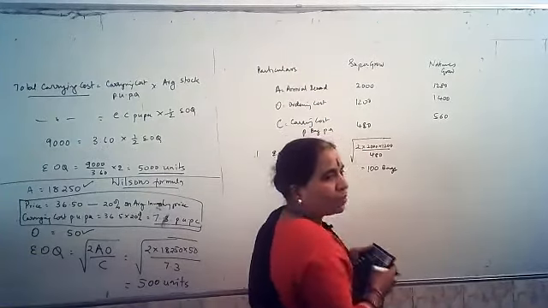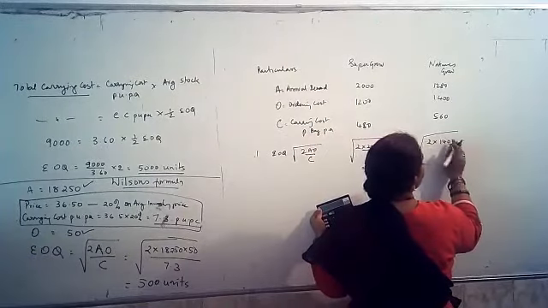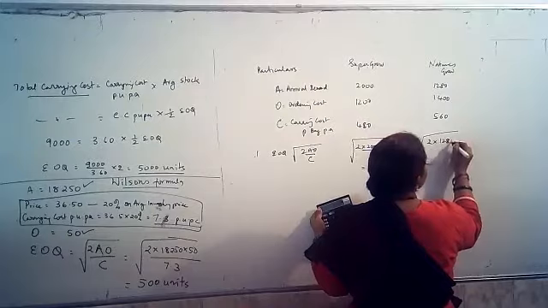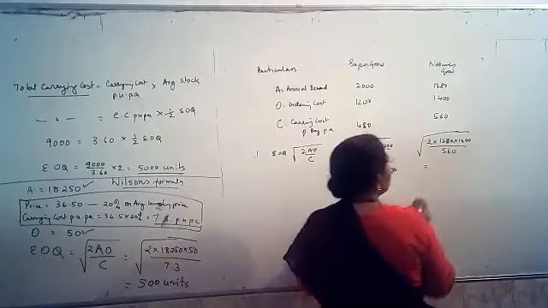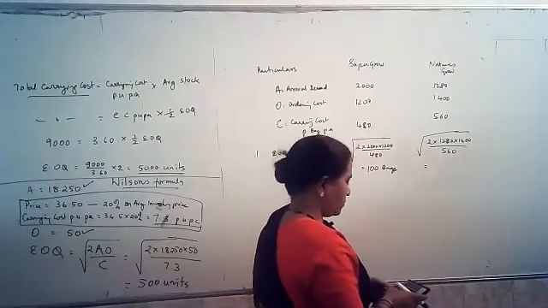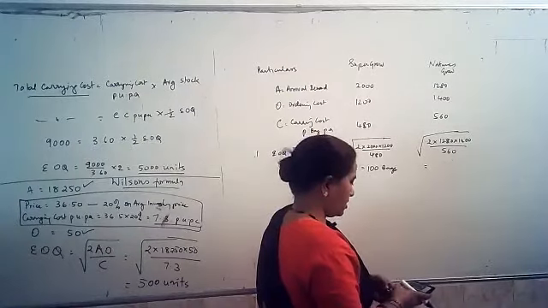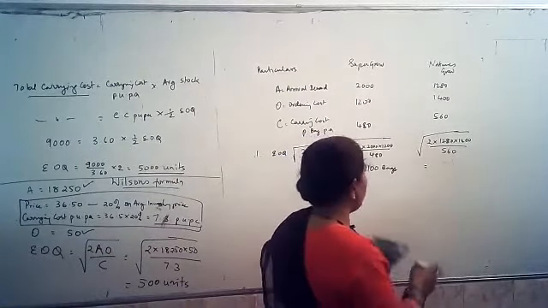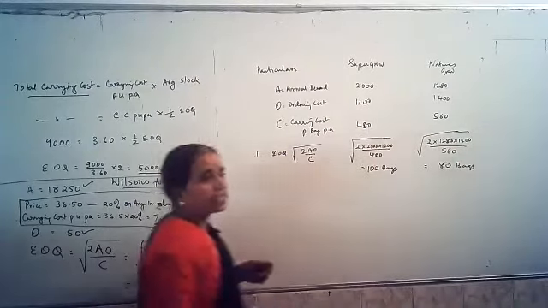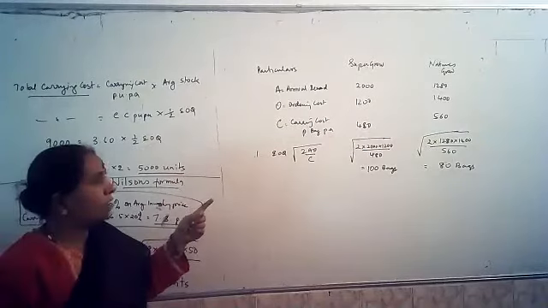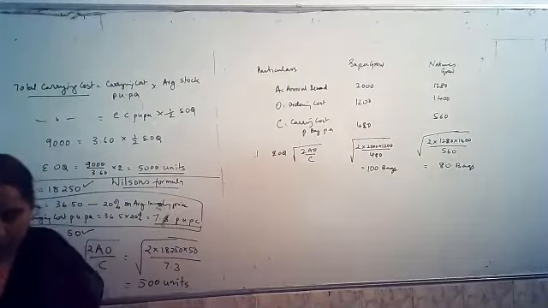This is 100 bags. What about the next one? This is root of 2 into 1280 into 1400 divided by 560. So let's see. 2 into 1280 multiplied by 1400 divided by 560. If I remove the root for it, it will be 80 bags. 80 bags for Nature's Grow, 100 bags for Super Grow. What is the next question?